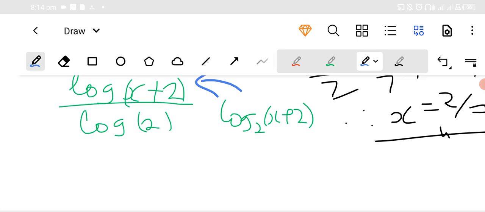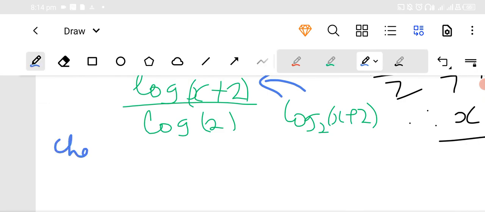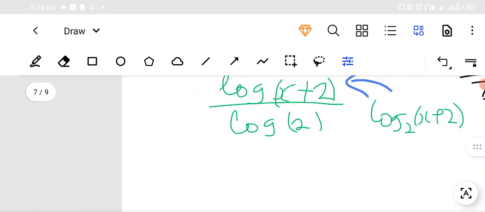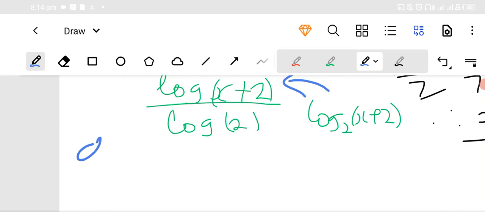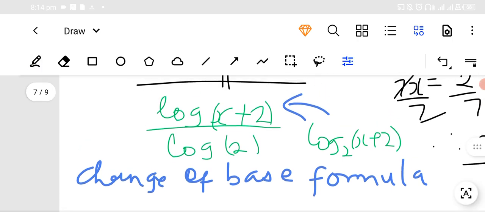Okay, so let's write that down. Let's write it properly. Yeah, so change of base formula. Yeah, change of base formula, like that.